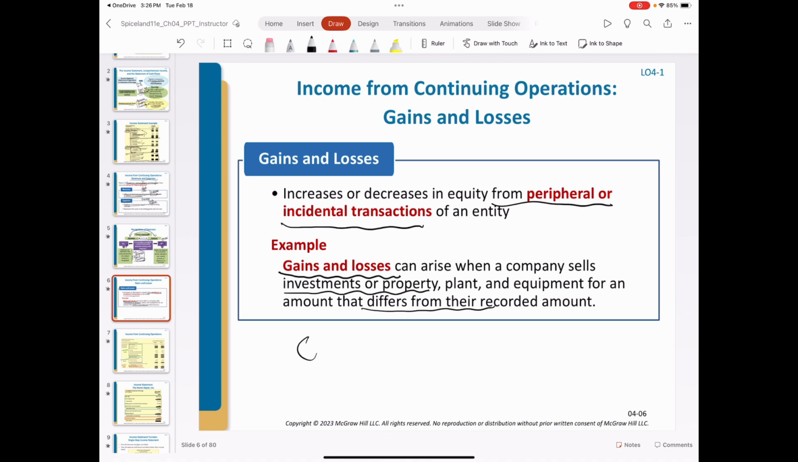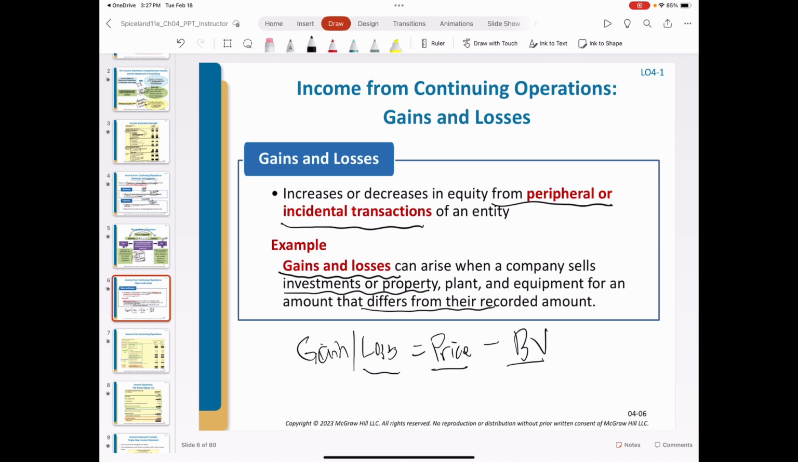And gains and losses depend on the price when it sells and the book value of assets. So if the price is greater than the book value, the company is going to recognize a gain. In contrast, a loss should be recognized.